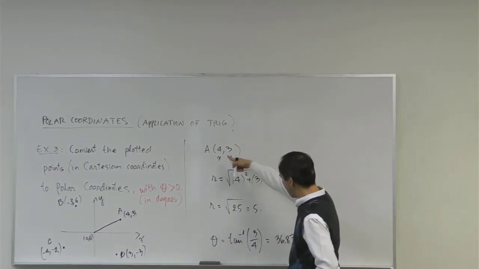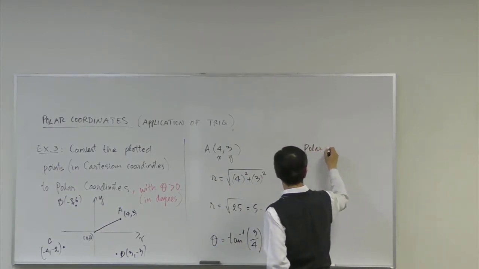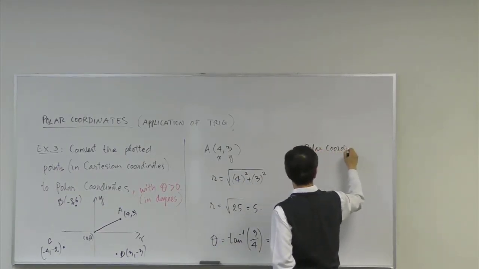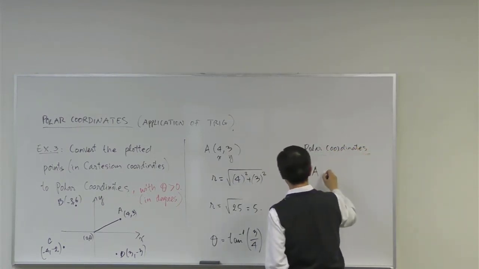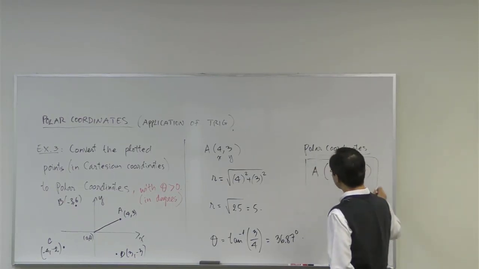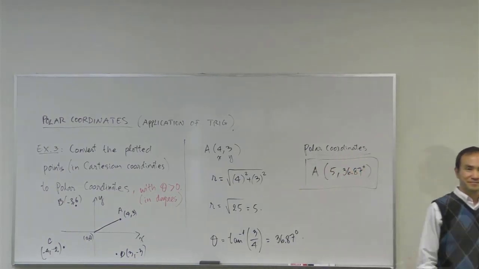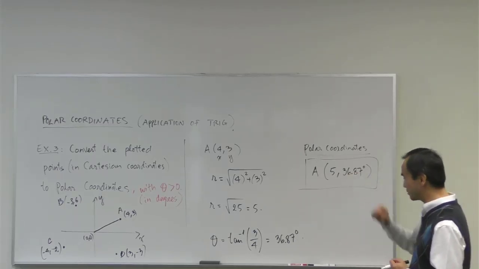So that point A right here. Now the final polar coordinates of this point: we have the same point A, but we re-express it as radius 5 and angle 36.87 degrees. That's how we're doing this. I'm going to clear up the board, and we're going to move on to the next point.